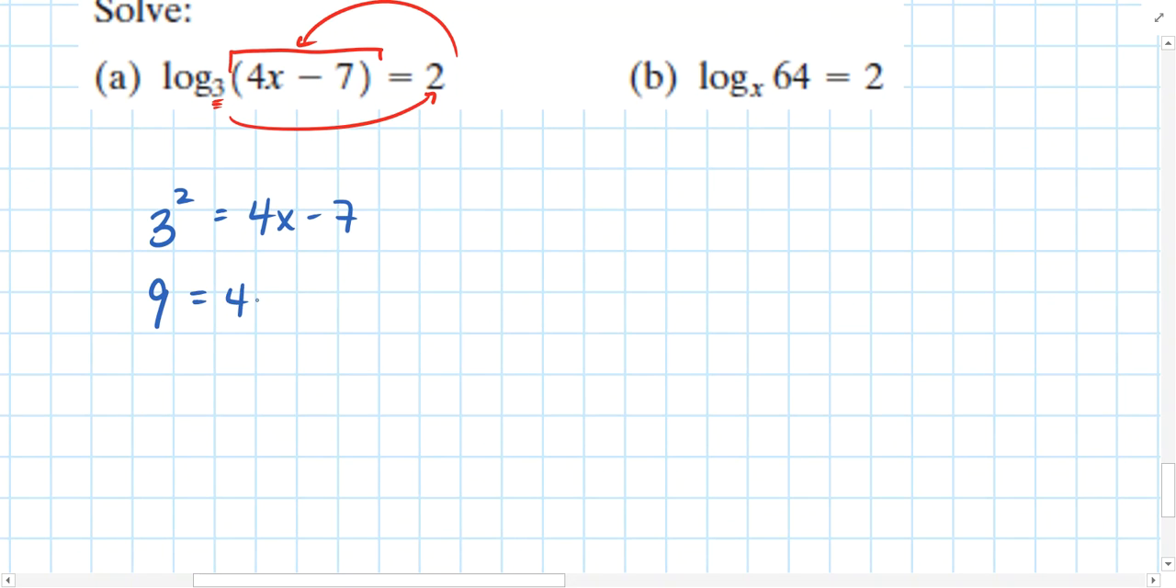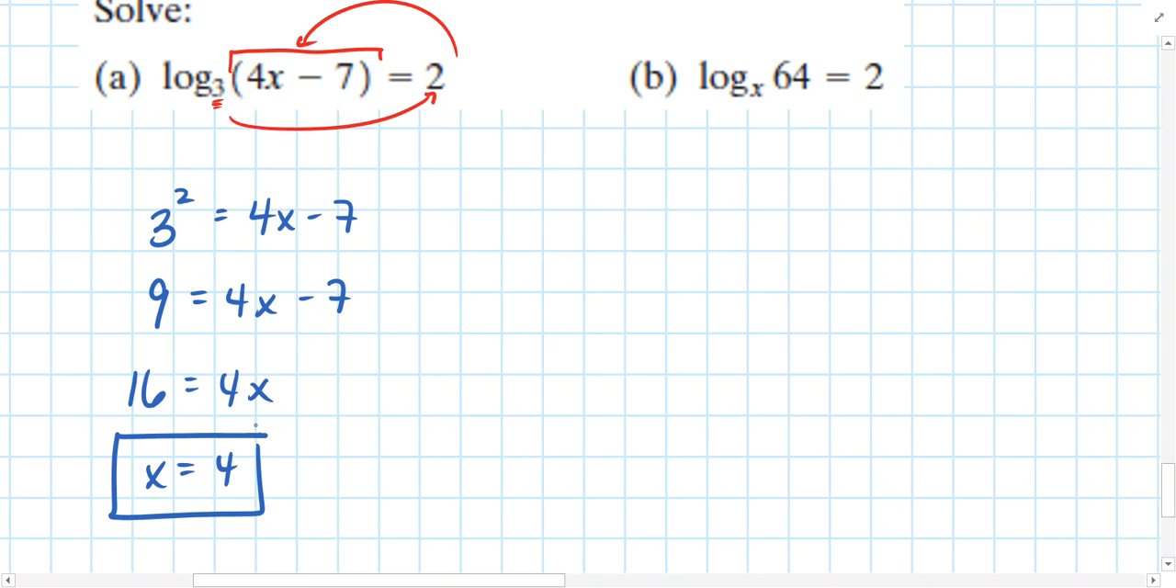So we're saying that 3 squared is equal to 4x minus 7. That's what this logarithm really means, or another way to rewrite it. Well, 3 squared, of course, is 9. We can add 7 to both sides and say that 16 is equal to 4x. Therefore, x is equal to 4.